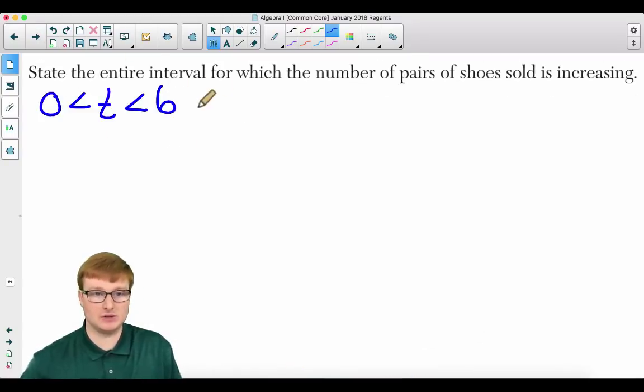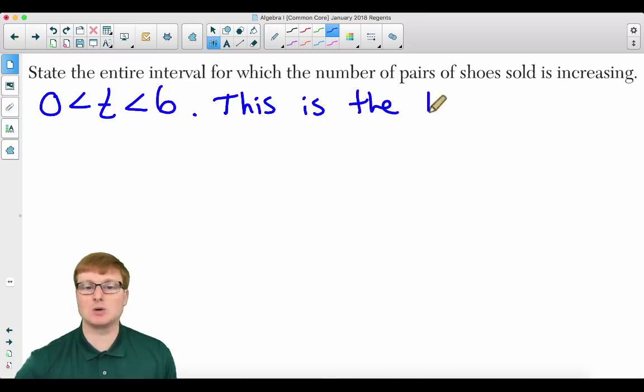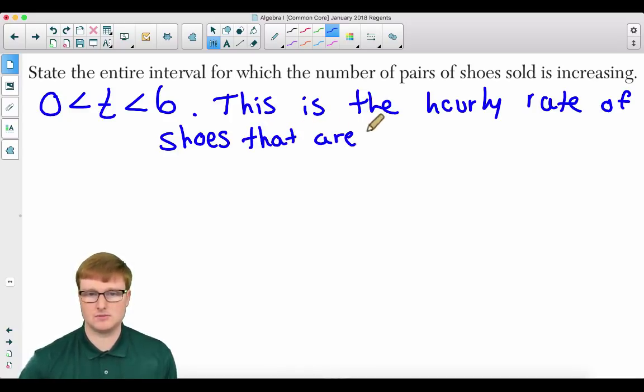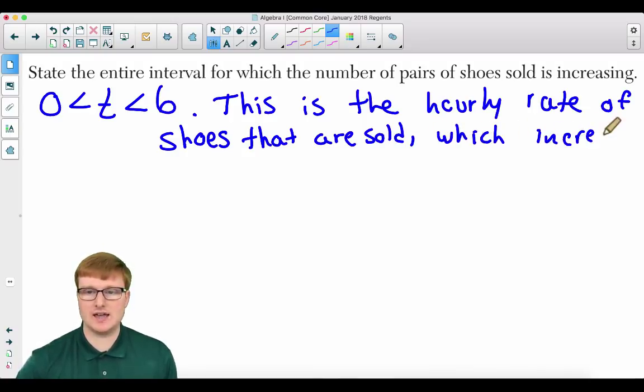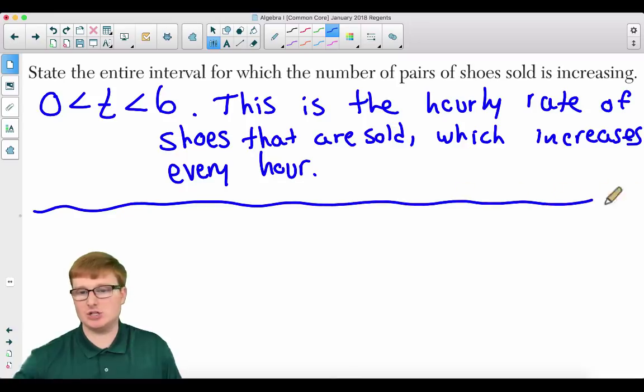Yeah, so that's the interval: 0 is less than t, which is less than 6. And this is the hourly rate of shoes. Oh, hold on. This is the hourly rate of shoes that are sold, which increases every hour. Now, that's absolutely true. That was the first answer. That was the original answer that they accepted.